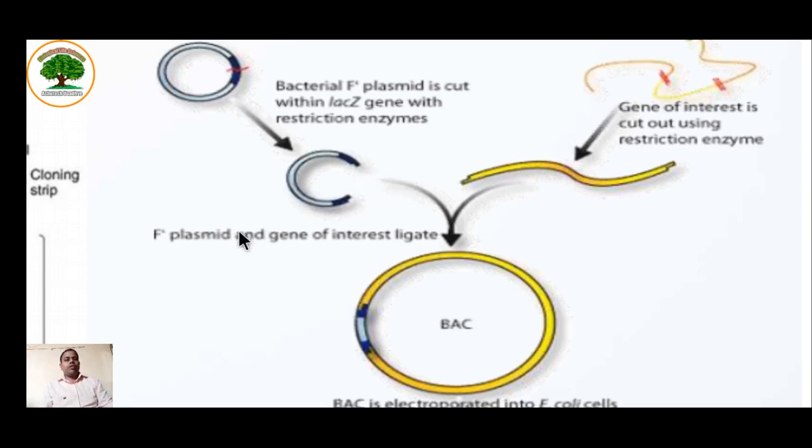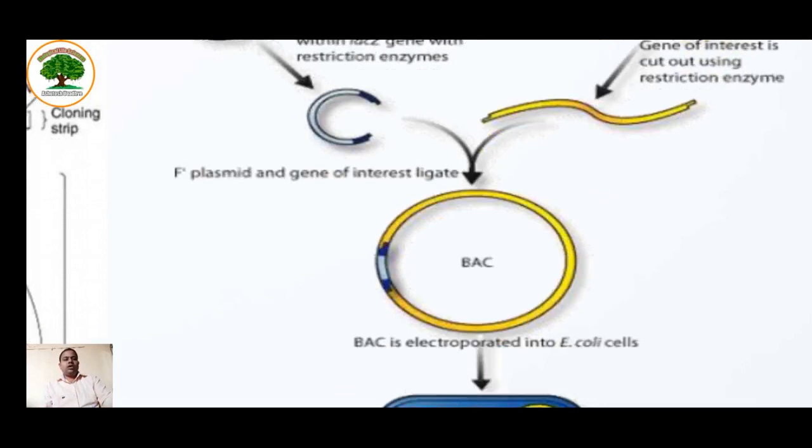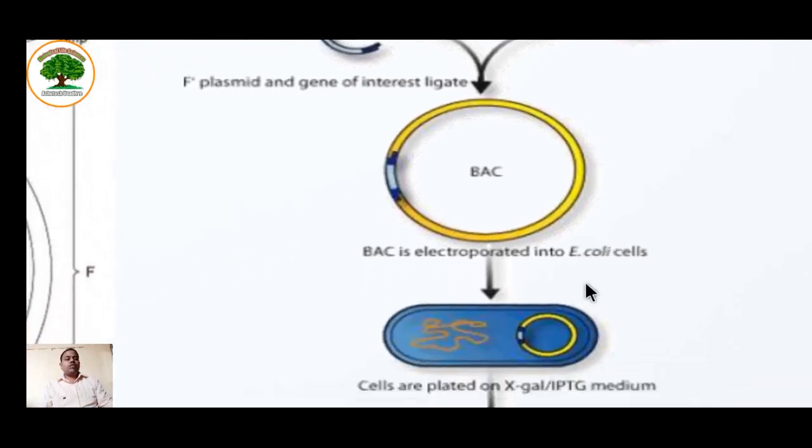Now what will happen when this plasmid is subjected with this fragment of interest and ligated, it forms a structure like this. So you can see the F plasmid total structure is a very small structure, and the DNA of interest that you are adding is a bigger one. Now this BAC is transferred into E. coli cells through the process of electroporation.